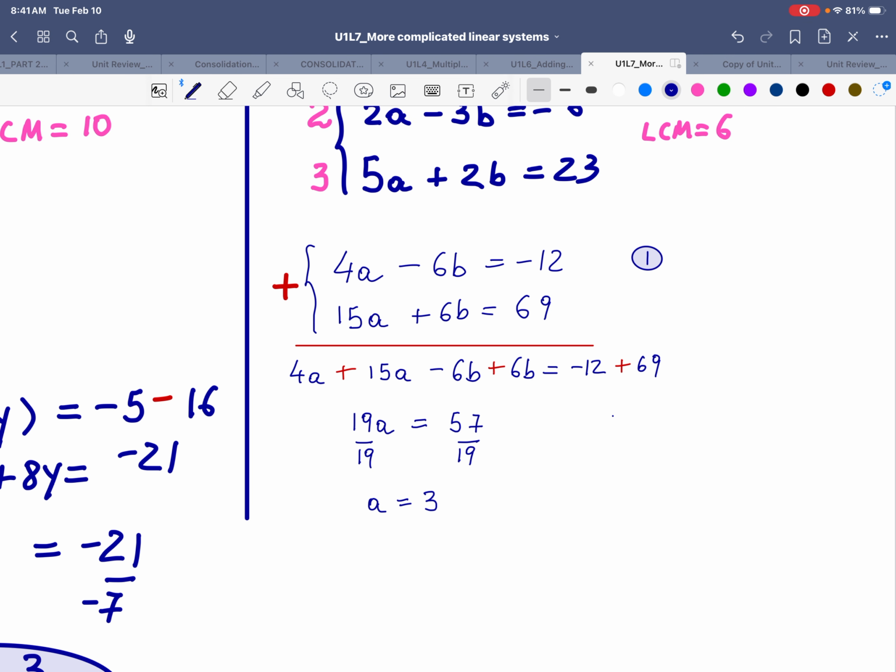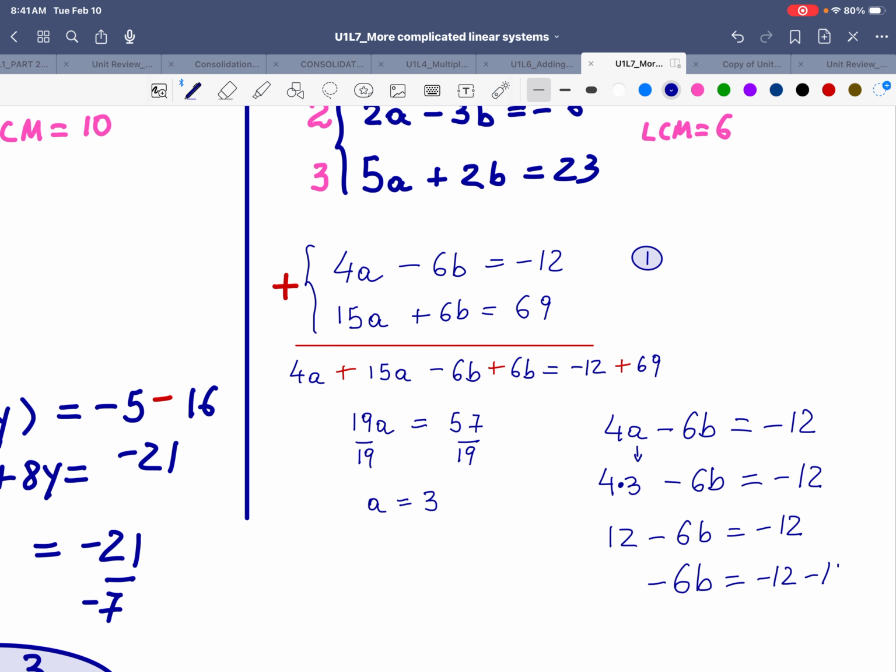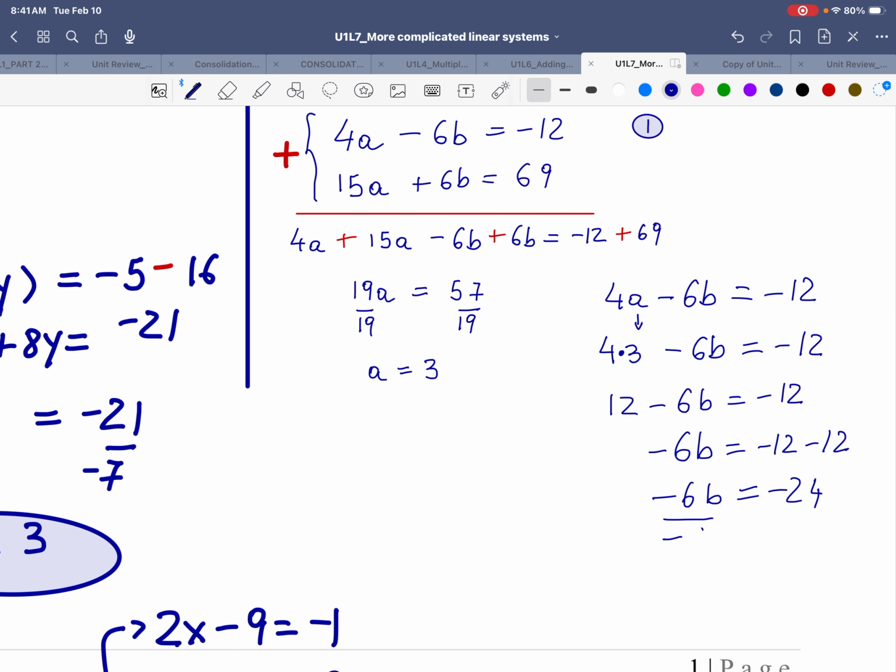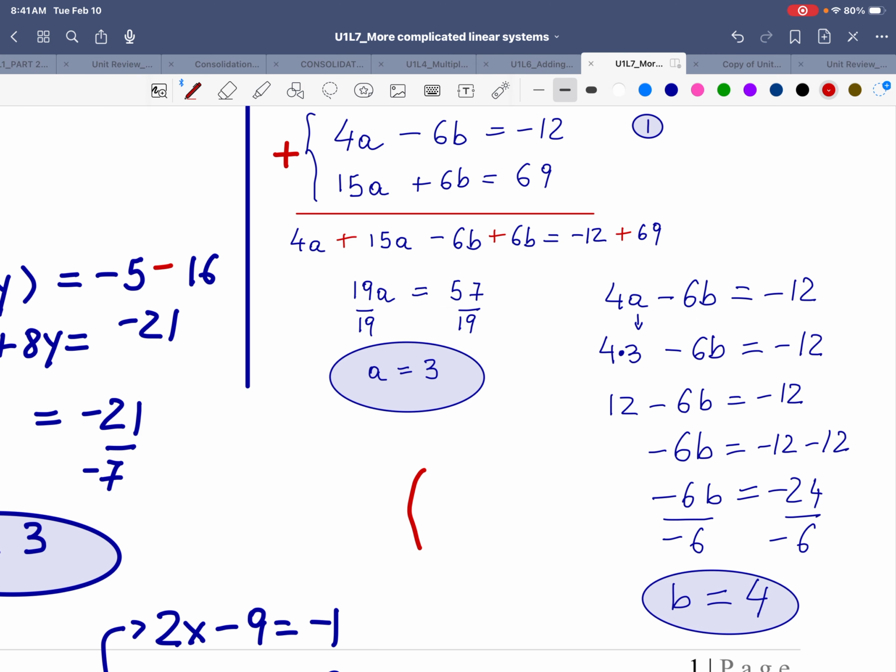And this is 4a minus 6b equals negative 12. Now I know the value of a is 3, so 4 times 3 minus 6b equals negative 12. Now 12 minus 6b equals negative 12. That works out very nicely. So minus 6b equals negative 12 minus 12, or negative 24. And isolate b from negative 6, and we'll get b equal to positive 4. So therefore, we're going to say that the value of a is 3 and the value of b is 4. So the solution in this case will be, and we'll put the numbers in alphabetical order, so 3 and 4.